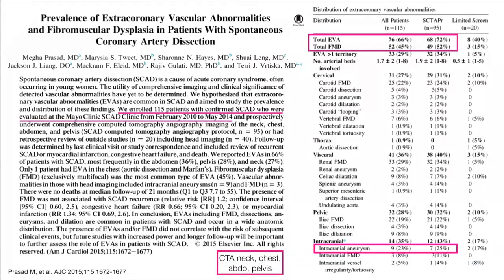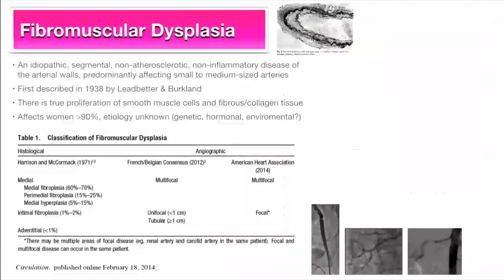And interestingly, they found 25% of patients with intracranial aneurysm, but it's not clear if they included pseudoaneurysm as well. But nevertheless, they also found a significant proportion of patients with fibromuscular dysplasia. FMD, just briefly, is an idiopathic segmental, non-atherosclerotic, non-inflammatory disease of artery walls that predominantly affects small to medium-sized arteries. The conventional classification was based upon histology, but more recently, in the AHA consensus document, the recommendation is to utilize a more simple criteria of multifocal or focal.